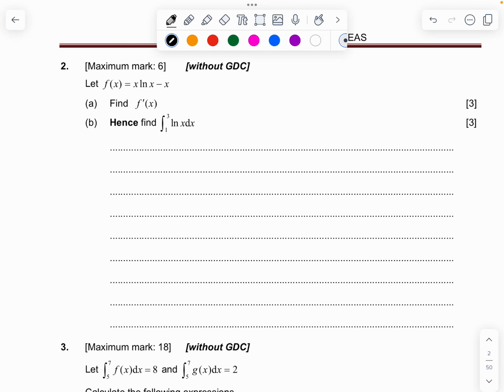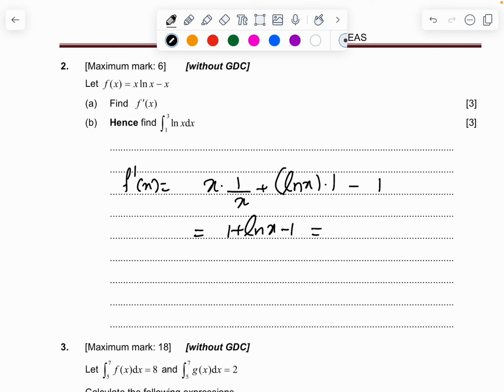Question number 2. f of x equals x ln x minus x. What is f prime x? So we have to find it out. f prime x equals, product rule, x times ln x derivative 1 upon x, next times ln x will remain as it is, x derivative 1, minus x derivative is 1. So it becomes 1 plus ln x minus 1. 1 cancels. So answer is ln x.